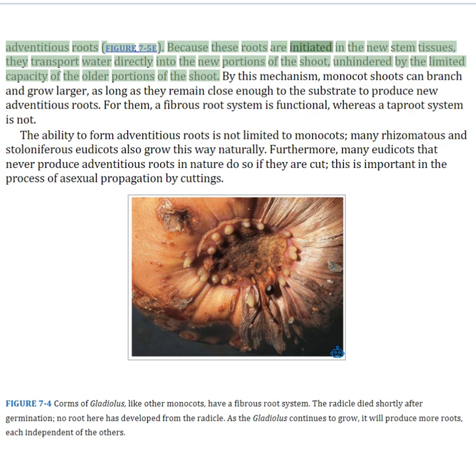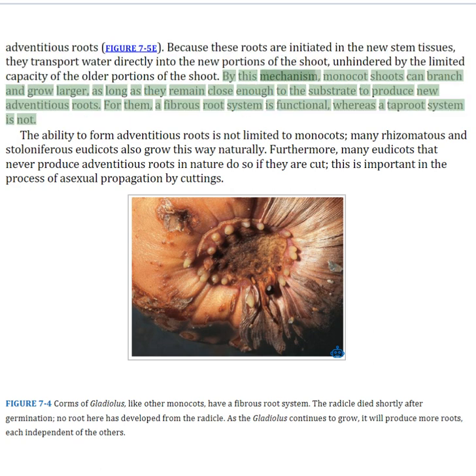Because these roots are initiated in the new stem tissues, they transport water directly into the new portions of the shoot, unhindered by the limited capacity of the older portions of the shoot. By this mechanism, monocot shoots can branch and grow larger, as long as they remain close enough to the substrate to produce new adventitious roots. For them, a fibrous root system is functional, whereas a taproot system is not.